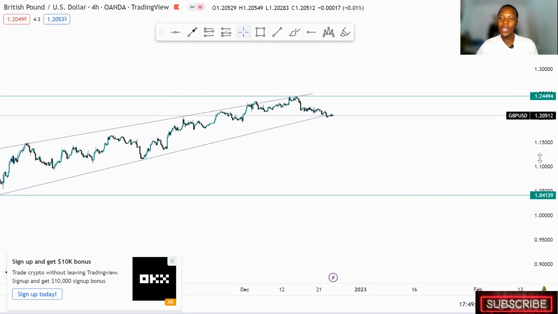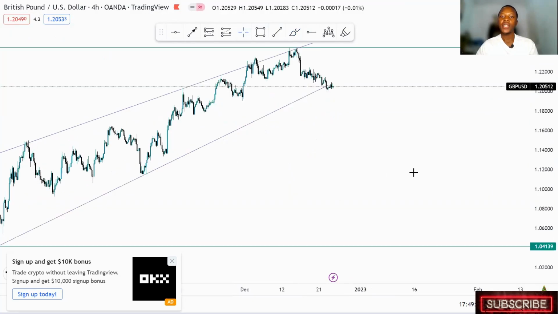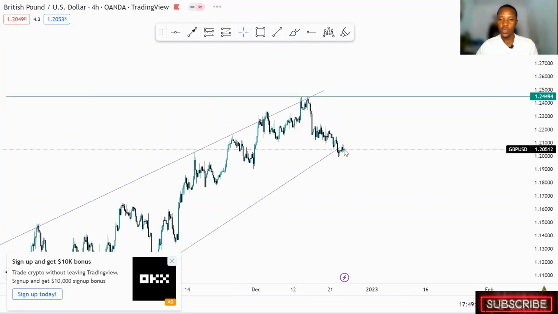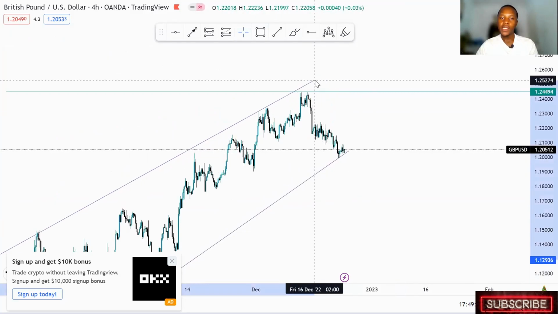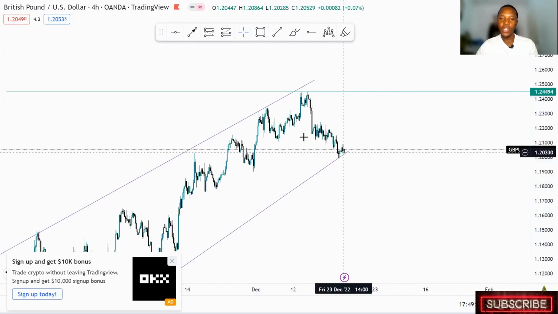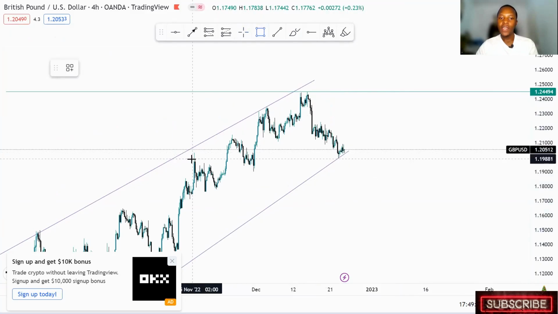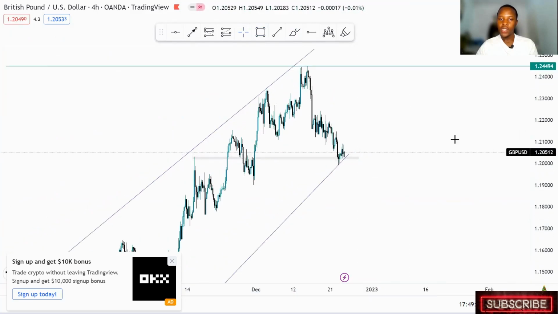Unless, of course, the market ends up breaking the supporting trend line, then that's how we're going to know that the market is going to be a sell. And then we also have here this minor support level that you see over here, and then we also have this corrective structure, this correction pattern that you see over there.